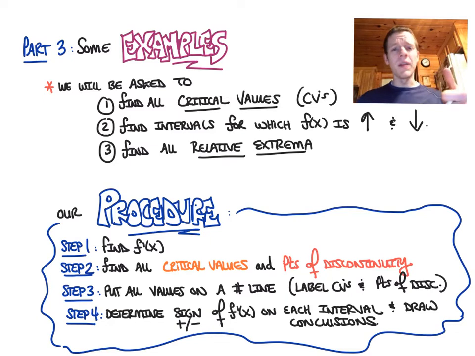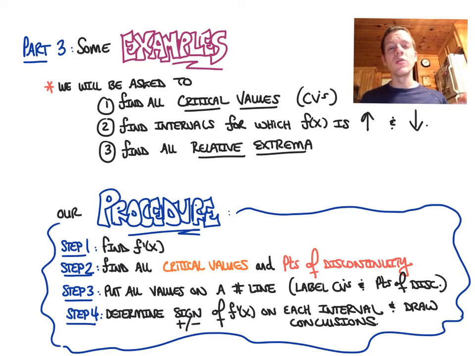Your first step, you need to find f prime of x unless it was given to you. Second step, you have to find all of your critical values and your points of discontinuity. Those points of discontinuity are actually going to be really important for us because they'll tell us when we have an asymptote or something crazy going on like that.